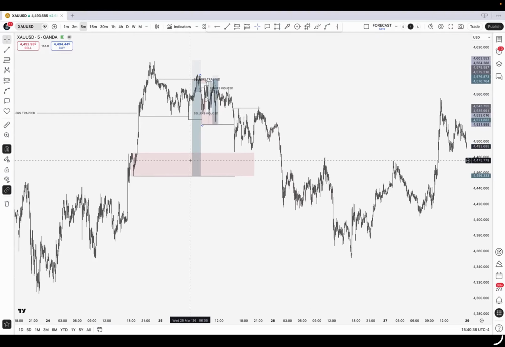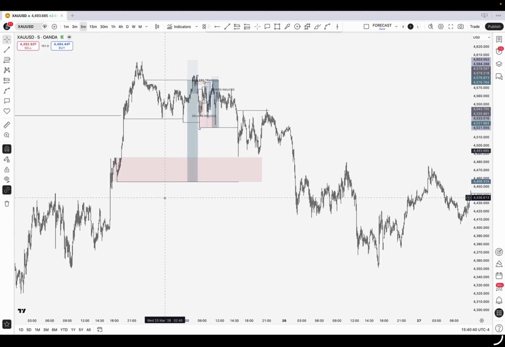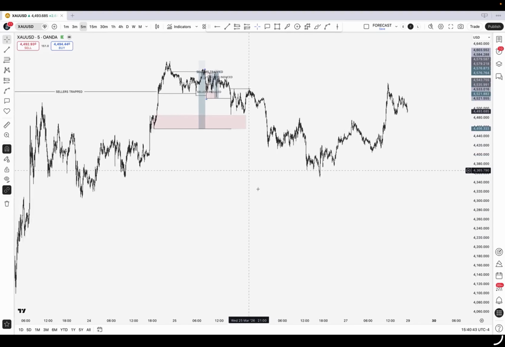Okay, let me do this. I'm going to drop this part, and then I'm going to go over this next piece of price action for part 2. Give me 1 second.